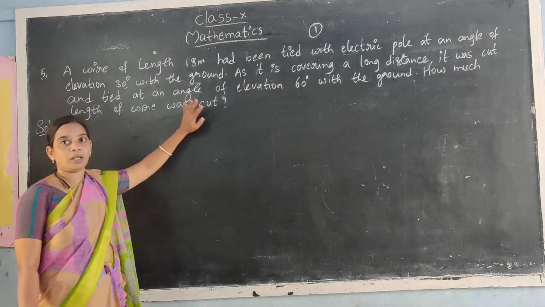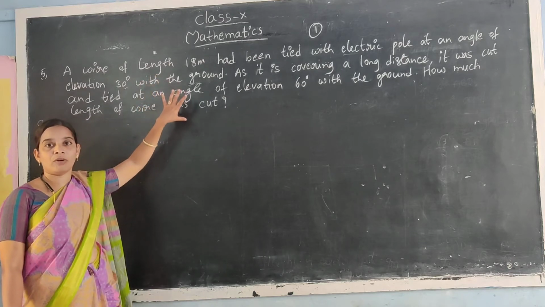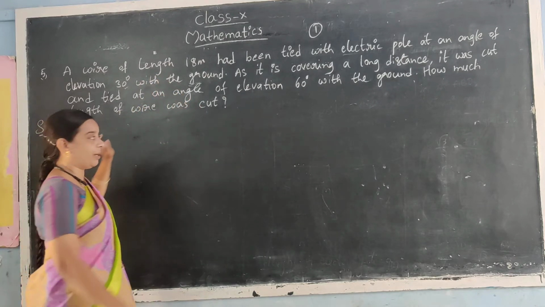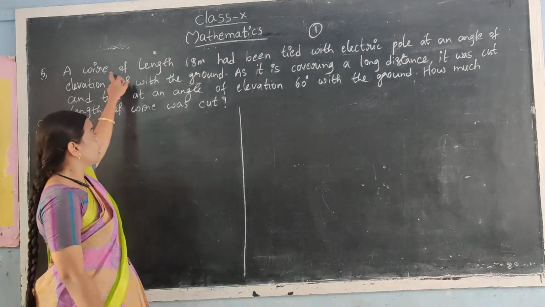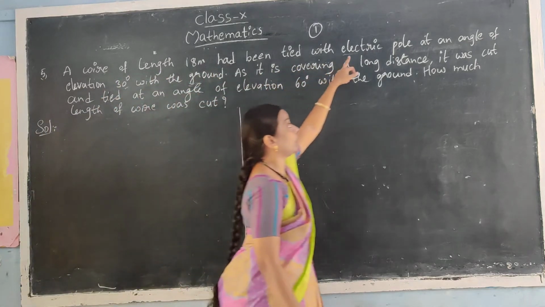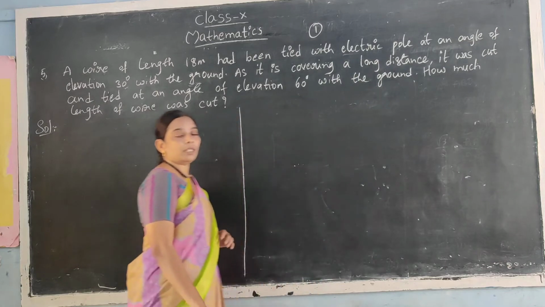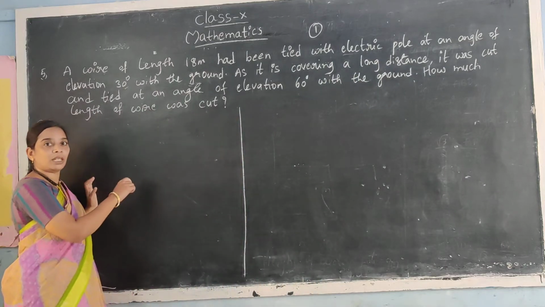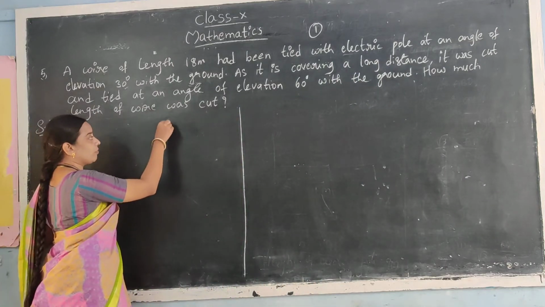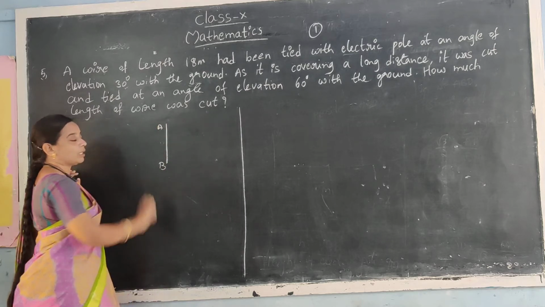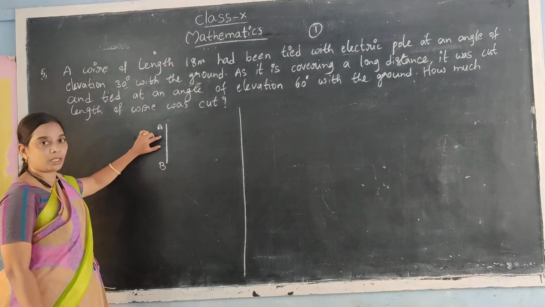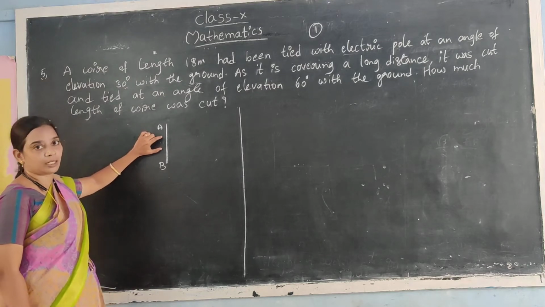First of all, related to this situation, draw a neat diagram. See this question. In the first sentence, the object is an electric pole. An electric pole is always vertical to the ground. So first of all draw a line, that is AB. This is the electric pole, this vertical line.